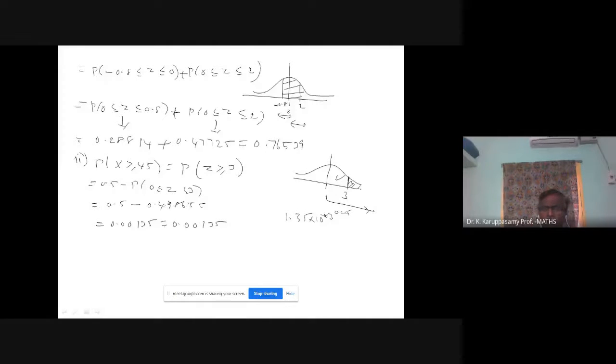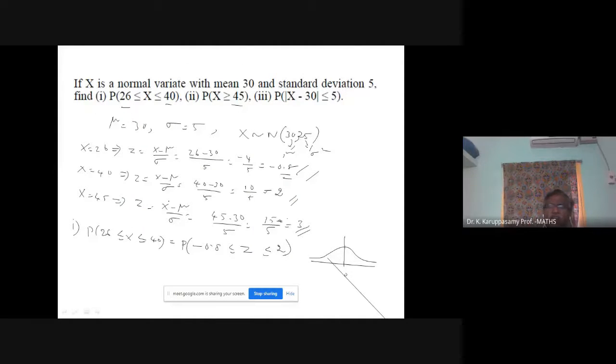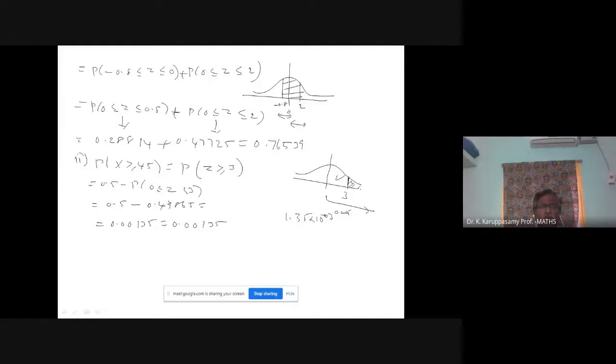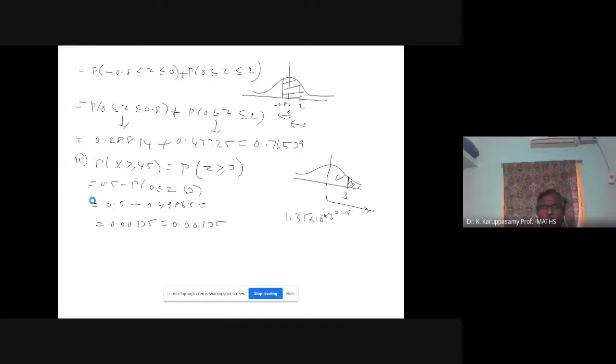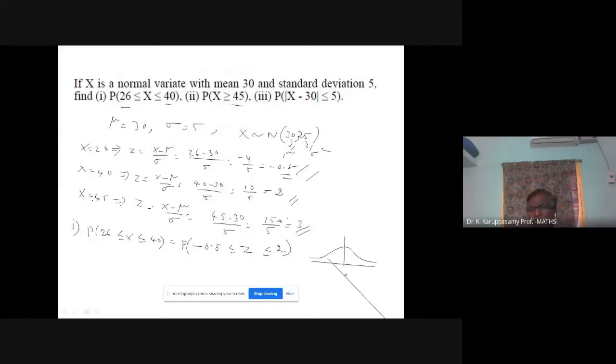The last subdivision is something different. Modulus of x minus 30 less than or equal to 5. Third subdivision: probability of modulus of x minus 30 less than or equal to 5. This is what we want to find out.